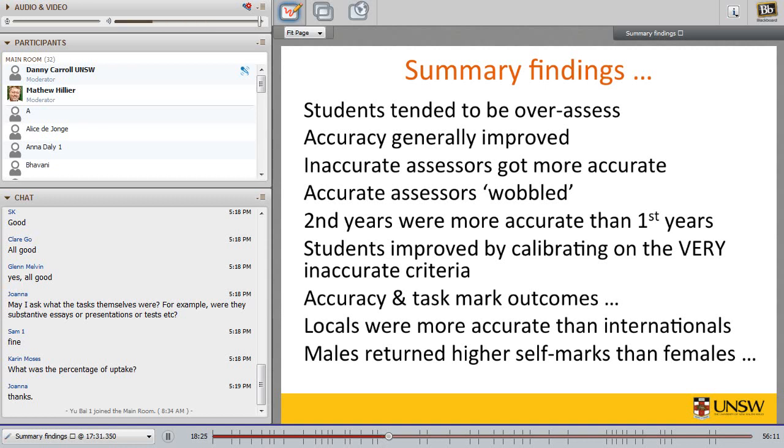Accuracy particularly improved for the very inaccurate students. So students who strongly over-assessed or under-assessed generally improved their accuracy a lot. Which sounds like common sense, but basically we gave them a big signal, and they were the ones who could most easily calibrate. The accurate assessors wobbled a lot.